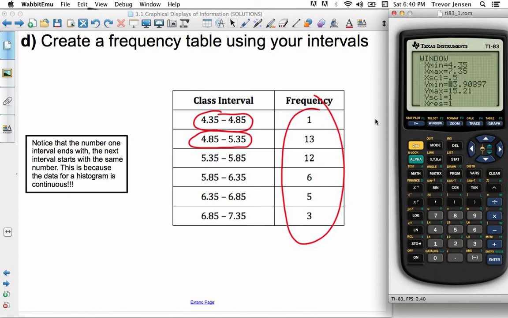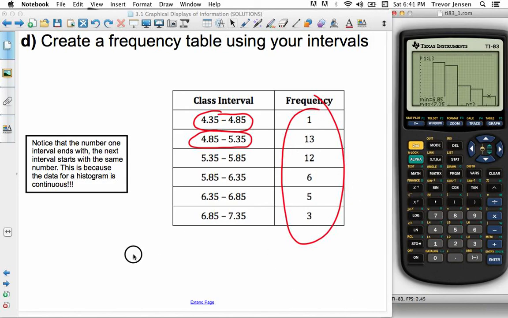I'll make my y go from 0 to 15 again, and my scale go by 1. Now I can hit graph and then trace, and it'll tell me the actual frequencies associated with each bar. So that's 1, 13, 12, 6, 5, 3, and that's exactly what I have here. Then you're going to actually make your histogram, and it'll look just like the one on your calculator.